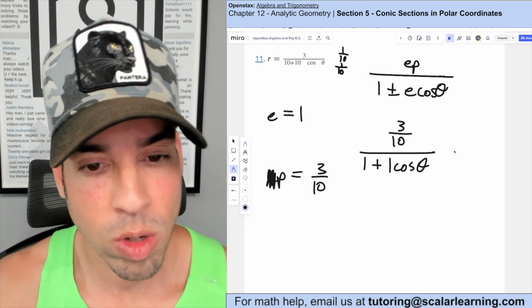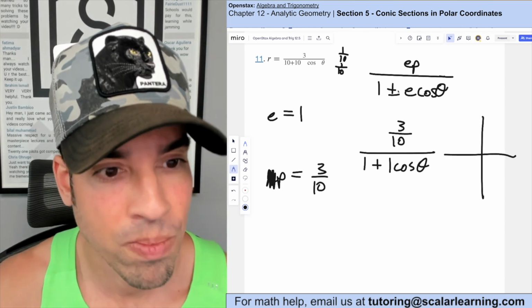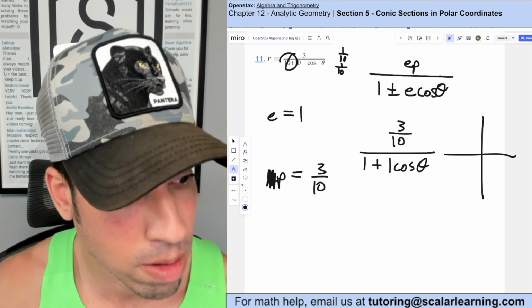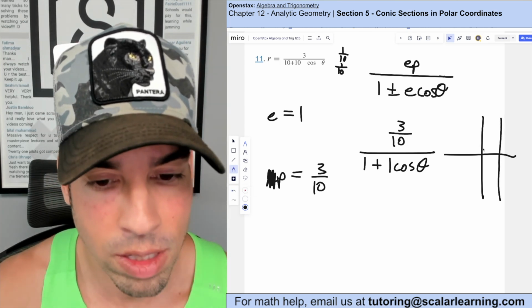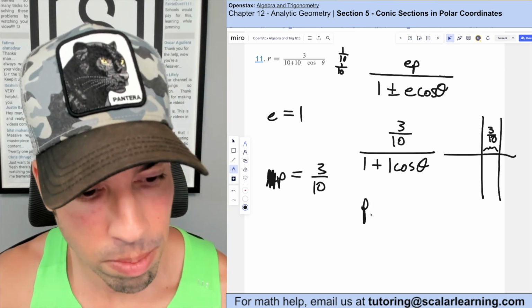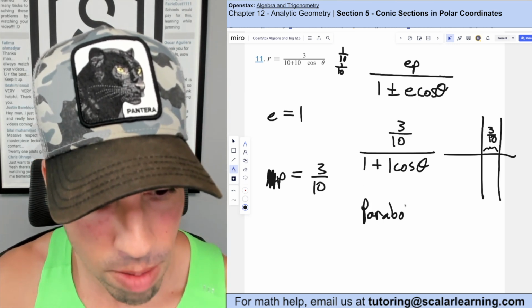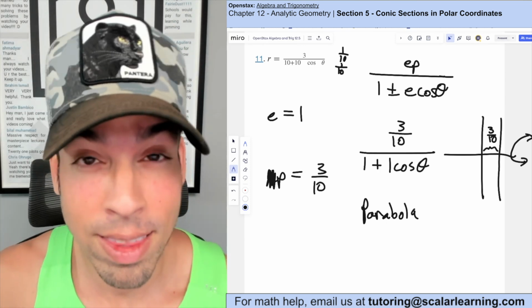All right, so what does that mean? That means that my directrix, once again, since it's a vertical line, and this is a plus here, not a minus, we're going to go 3/10 to the right of this axis, right? So 3/10 this way. And since we have an eccentricity of 1, it means the shape is a parabola, a right side facing parabola going this way. So anyways, that's how you do it.